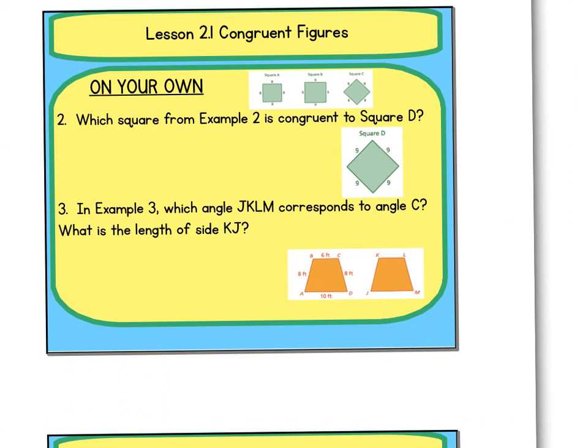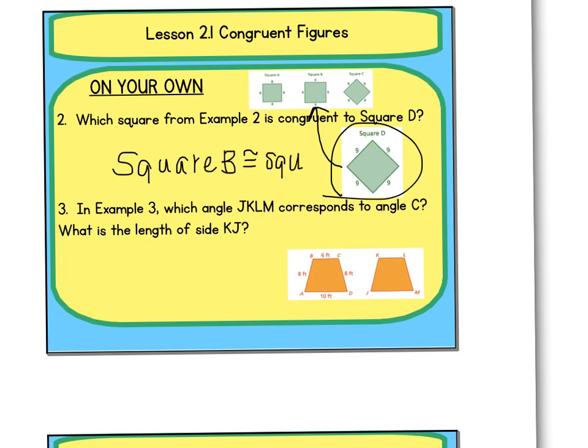Which square from example 2 is congruent to square D? So we've got another option right here. And if we look up here, the only one that has a side length of 9 would be square B. So I could write square B is congruent to square D.